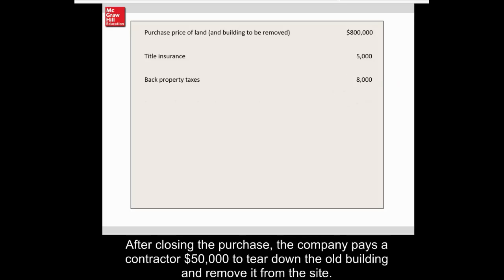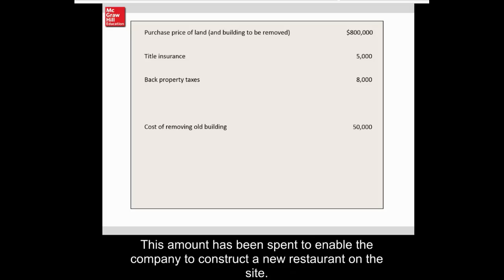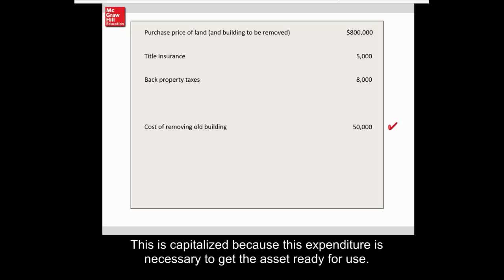After closing the purchase, the company pays a contractor $50,000 to tear down the old building and remove it from the site. This amount has been spent to enable the company to construct a new restaurant on the site. This is capitalized because this expenditure is necessary to get the asset ready for use.